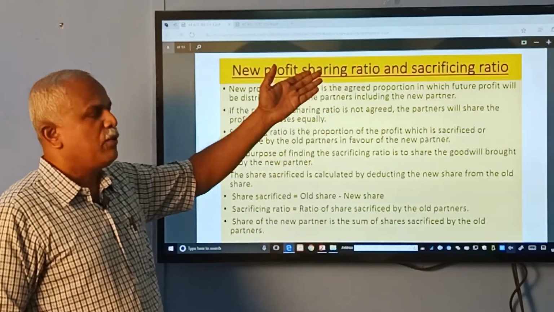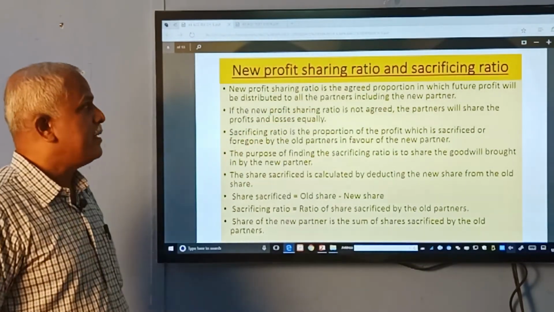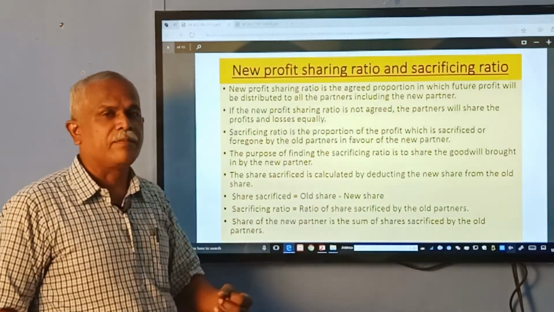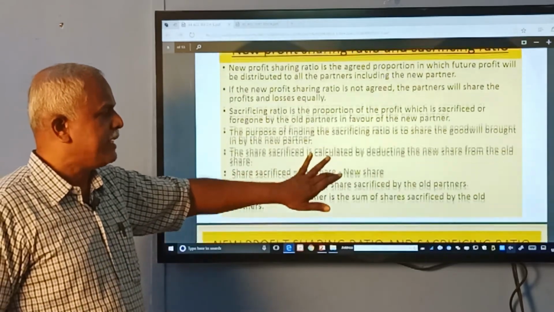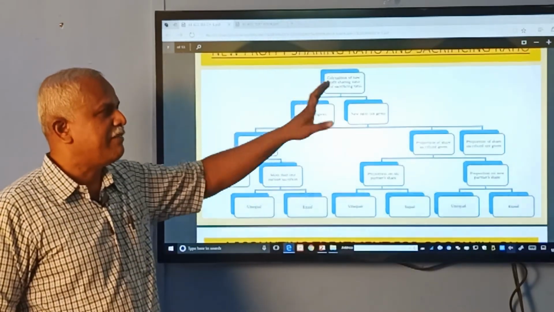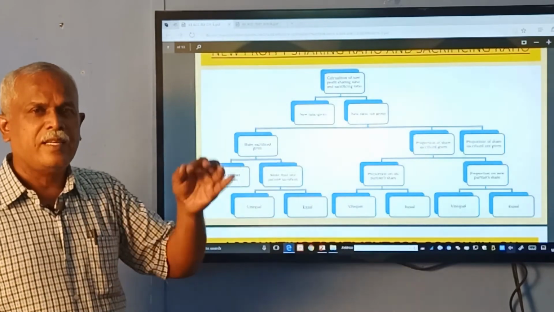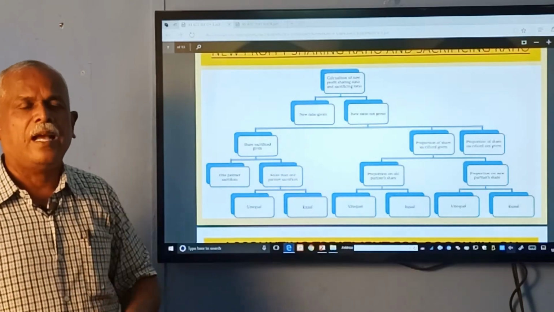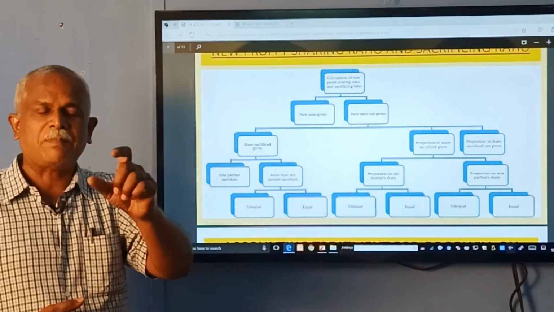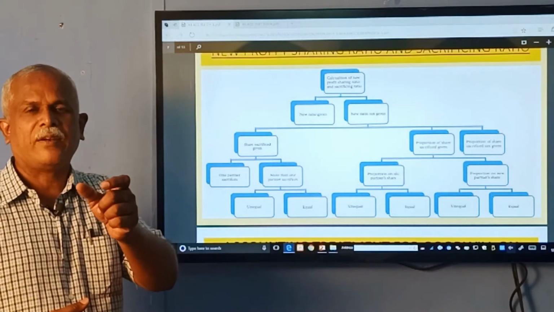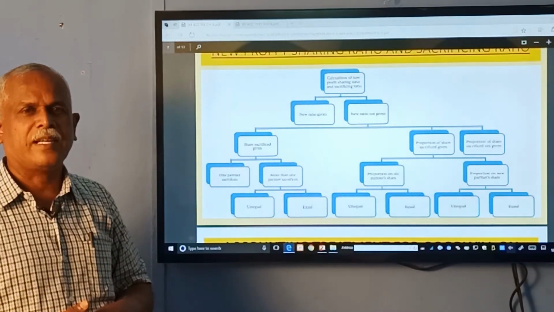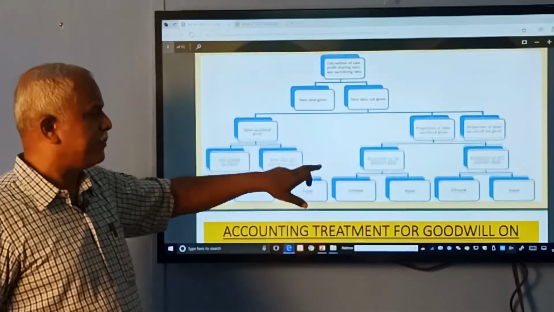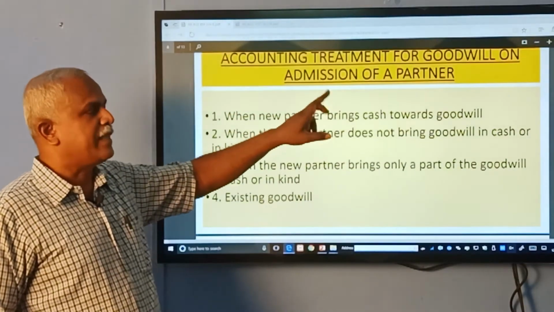Then finding out the new profit sharing ratio and sacrificing ratio. Sacrificing ratio is nothing but old share minus new share, and sufficient illustrations are given under 7 methods, each one with suitable illustrations. Kindly go through, and there are ample videos explaining how the new share is calculated and how the sacrificing ratio is calculated. So, understand each one surely to get one more question on it. And how the goodwill is treated.